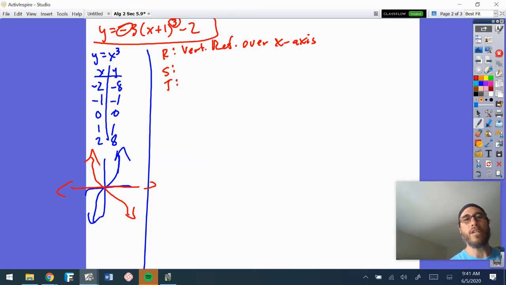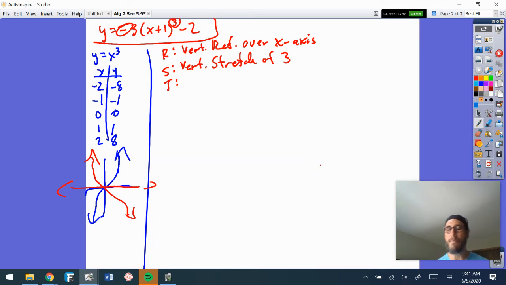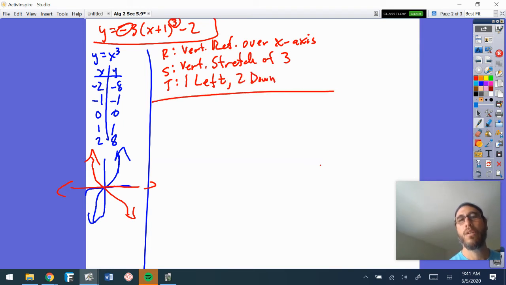Okay, is there a stretch or shrink? That's a 3. Remember, we take the negative out. 3 is bigger than 1, so we say there's a vertical stretch by a factor of 3. Then we have that plus 1 on the inside and the minus 2 on the outside. Remember, we always do the opposite of the inside. The inside means horizontally, left or right, so that would mean 1 unit to the left, and then 2 units down, right?